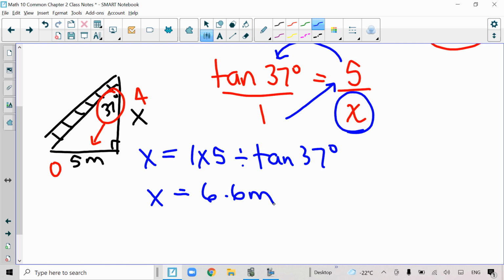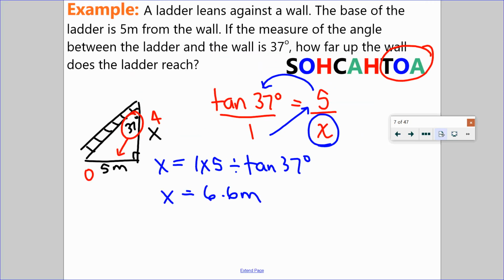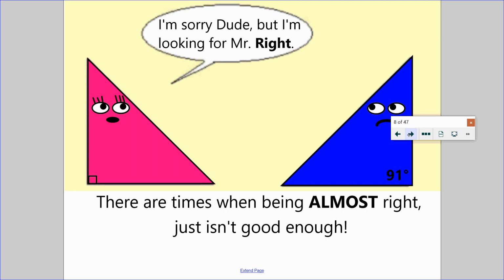And it's just like that. I like to do a diagram because it makes it nice and easy to do. Okay, so that's my little introduction to you of sine, cosine, and tangent.